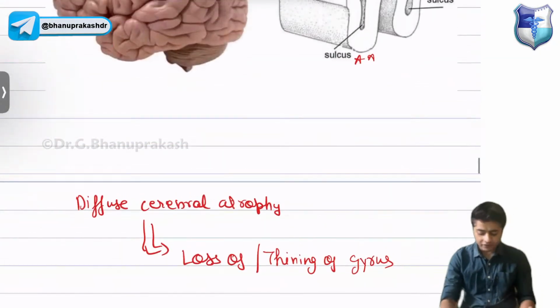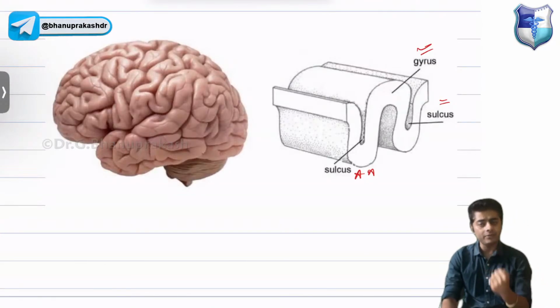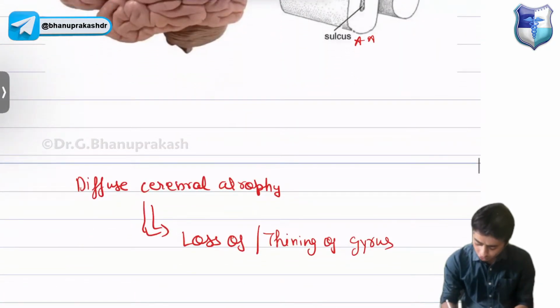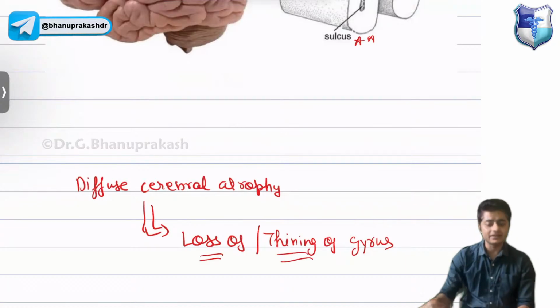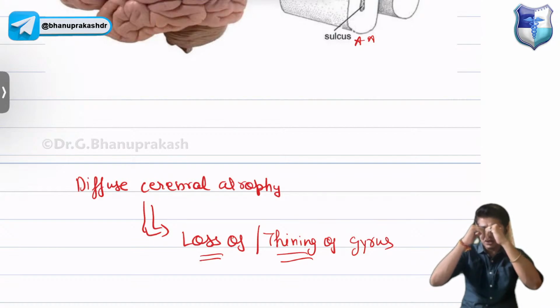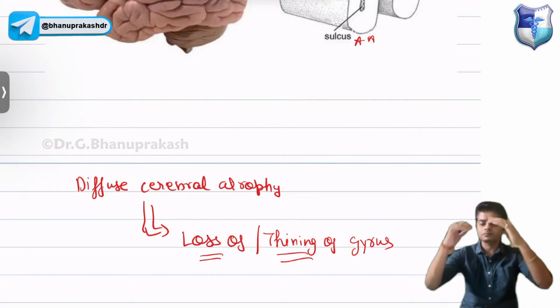Everyone got this? If I am saying that this Alzheimer patient has diffuse cerebral atrophy, it means the cerebrum has shrunken. And which part will be shrunken? Your gyrus part. So there is loss or thinning of gyrus. Now, if the gyrus thins or shrinks due to cerebral atrophy, the space between them, that is the sulci, will increase and get widened. Are you seeing this?